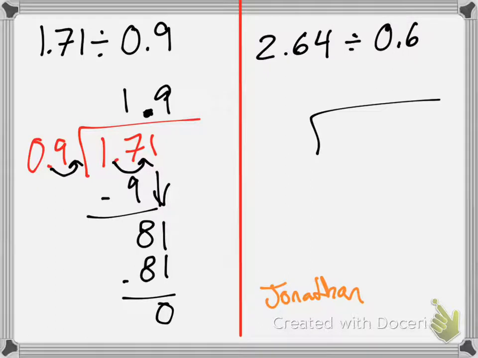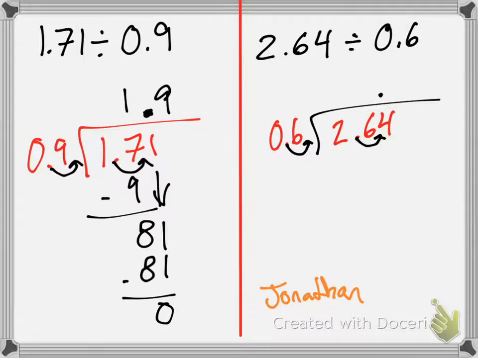So we're going to do this one. Jonathan, which number goes inside the house? The 2.64, 2 and 64 hundredths. So our 6/10 goes outside. How many times am I going to have to bunny hop for the divisor? One time. We move it over one time. So I'm going to move this one also over one time and bring it up.